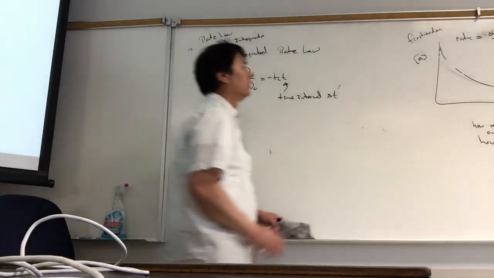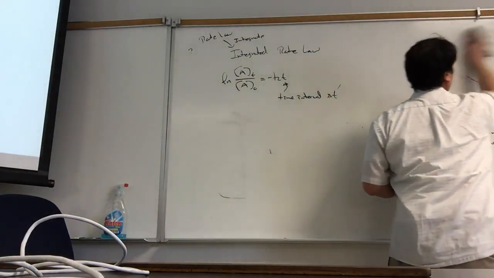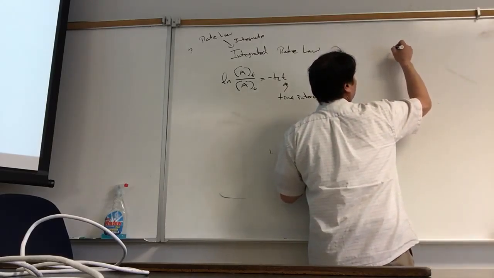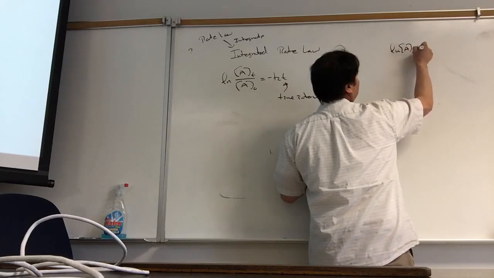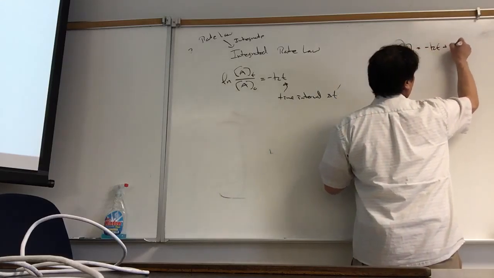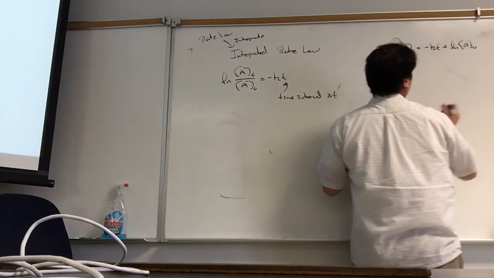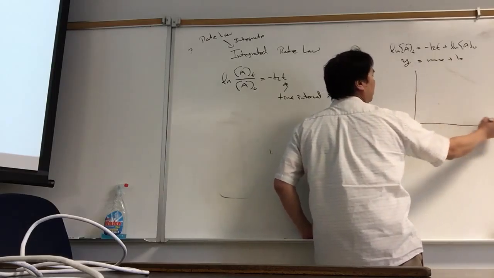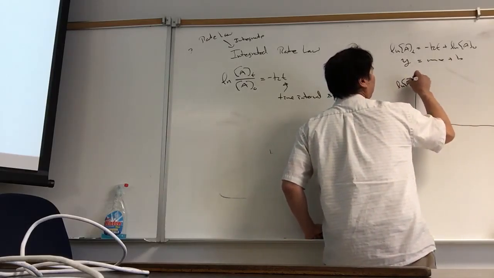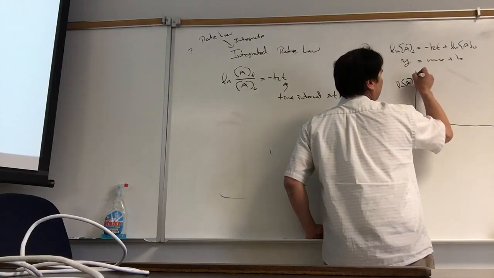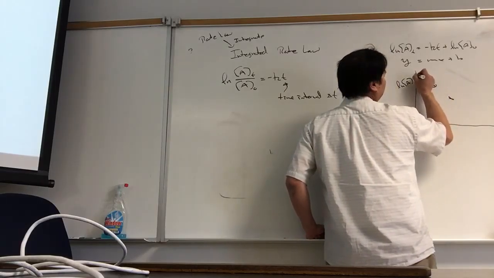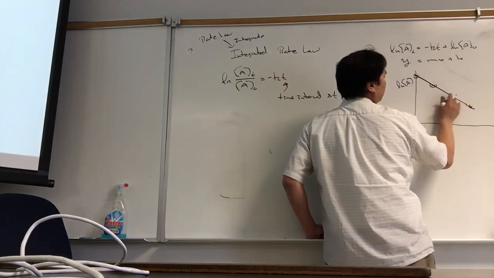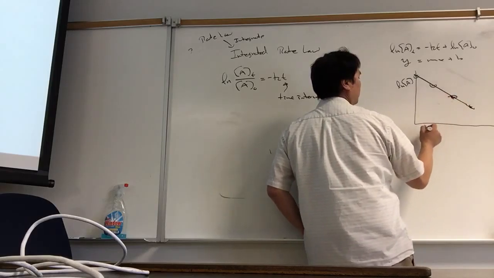But this gives us another way. We could rearrange the integrated rate law. If we rearrange it, then an alternate form of this is ln of A at time t is equal to minus kt plus ln of A at time 0. In other words, this is y equals mx plus b. And so if we plot the natural log of A versus time, then this plot comes out linear for first order. This is linear.